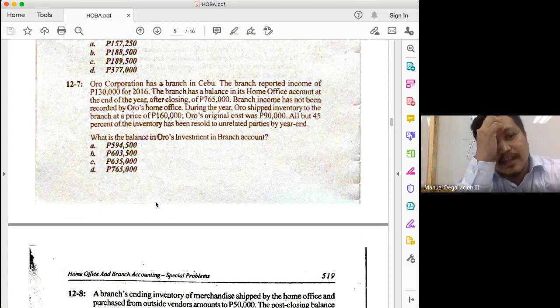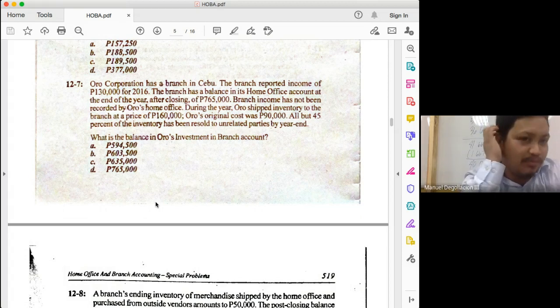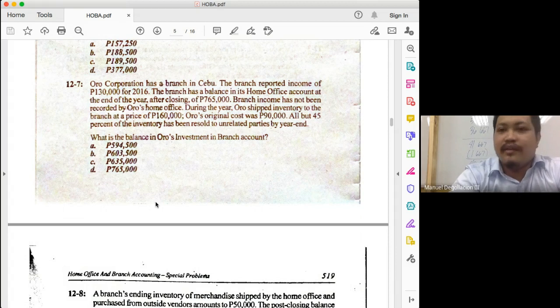And what transaction is that? It's the profit of the branch. How much is the profit of the branch, class? Is that given in the problem? Yes. So if that is not yet recorded by the home office, by the way, what's the entry in the books of the home office for branch income? Debit, investment in branch, and credit, branch income. If that entry was not yet prepared, that means the investment in branch account is understated. So we deduct the 130,000 from your 765,000. You would get how much? 635,000. And that would be the answer for problem 12-7.